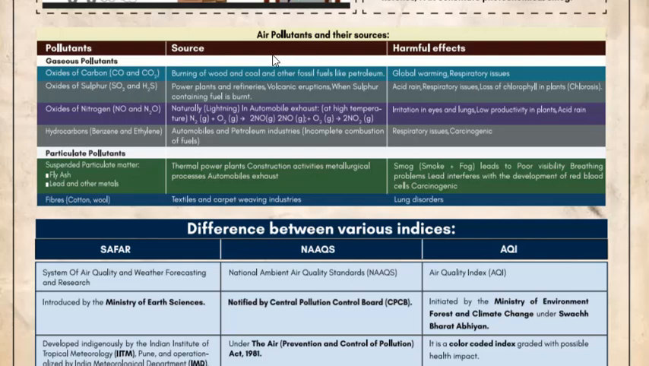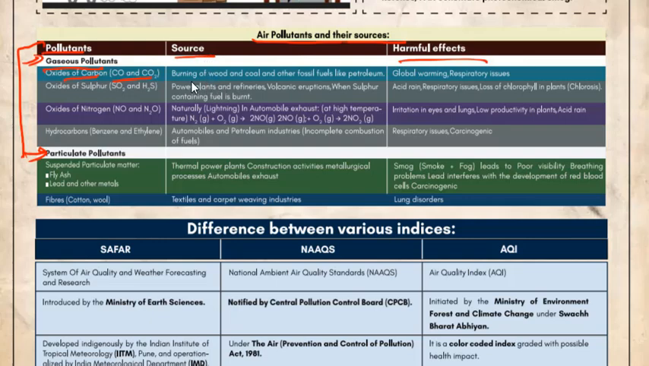Let's see the next topic, that is air pollutants and their sources. Here the pollutants, sources and their harmful effects are given. The pollutants have also been divided into two parts. First is the gaseous pollutants and second is the particulate pollutants. In the gaseous pollutants, this is just a slide you should see. First are the oxides of carbon. You all know about CO and CO2.